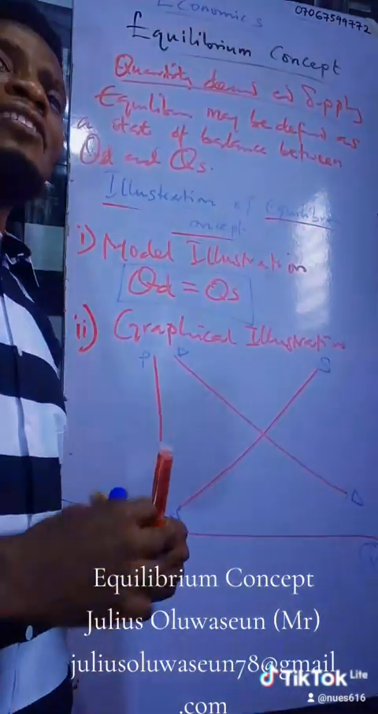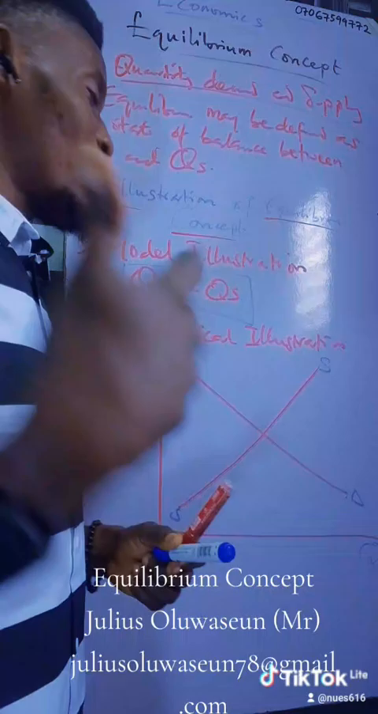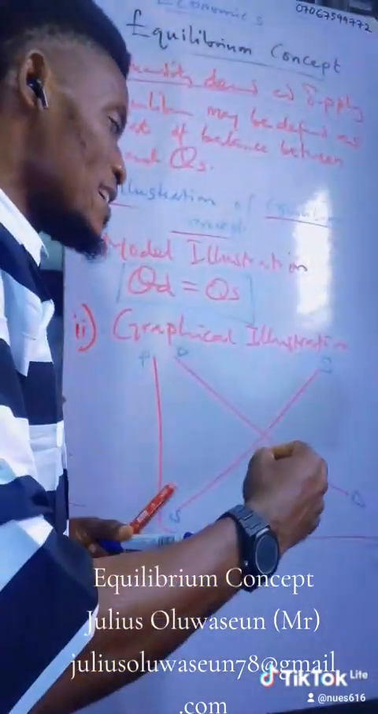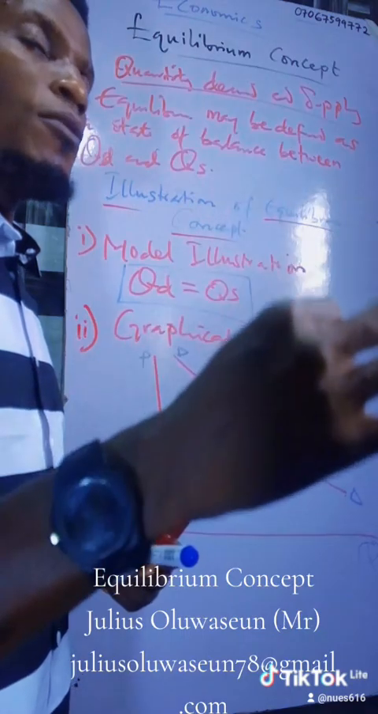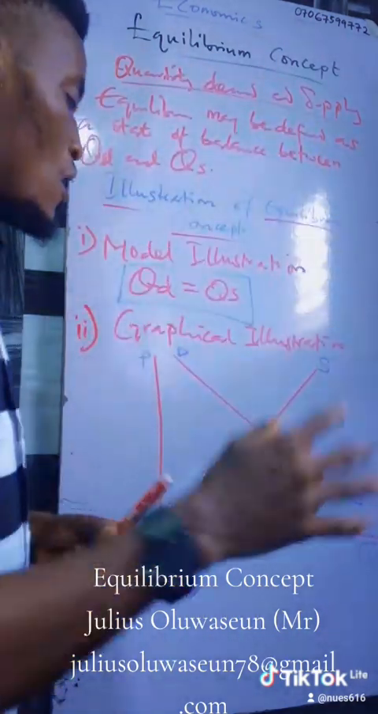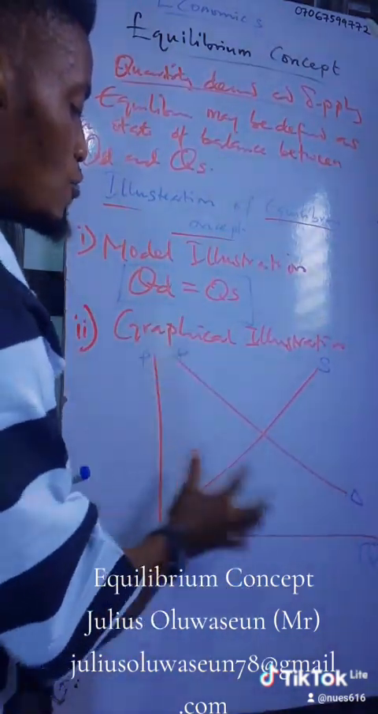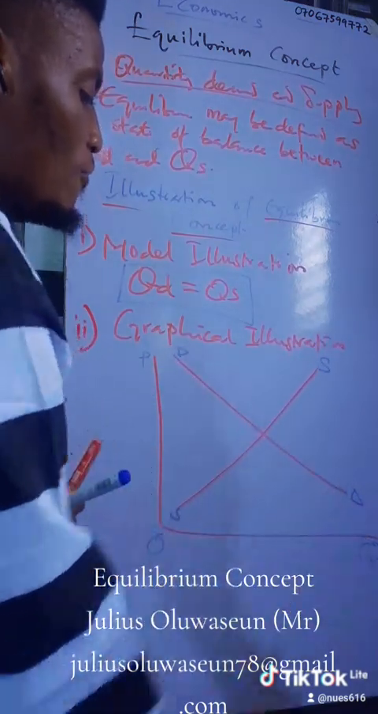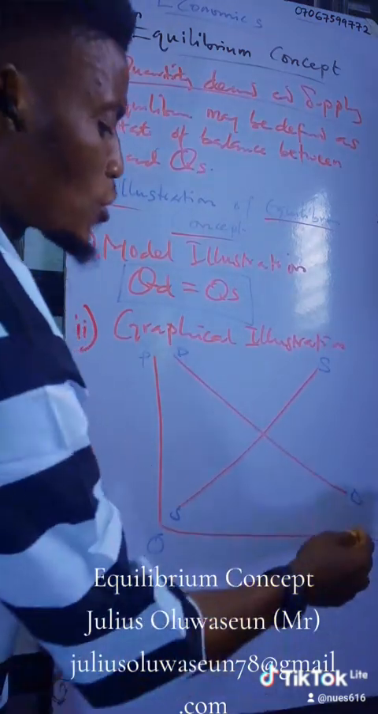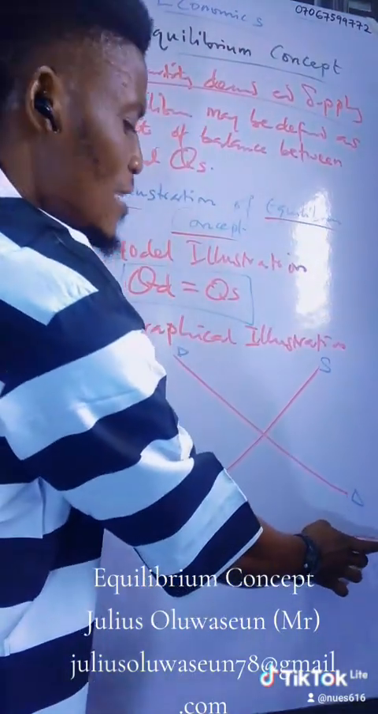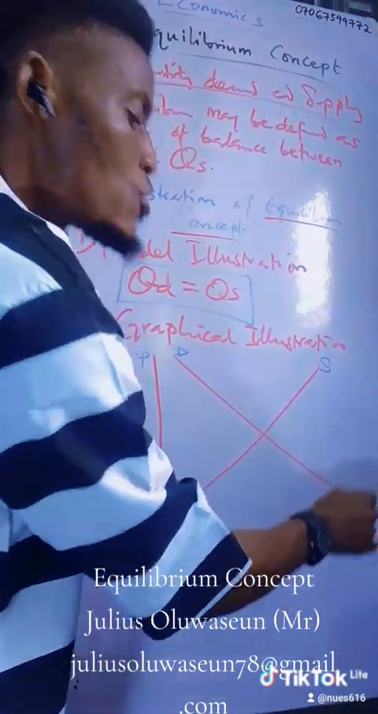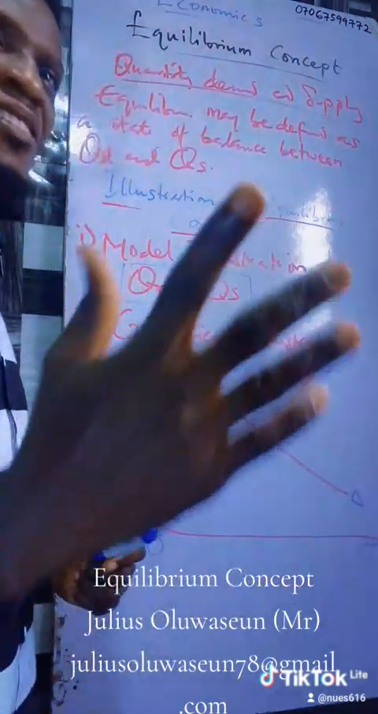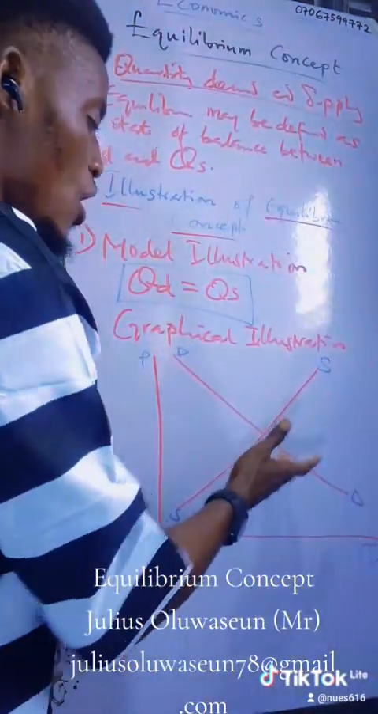Now, for those of you writing NECO or other exams, when you come across a question that requires you to illustrate the concept of equilibrium through the graphical method, what you are to do is this. Draw your graph like this. You have your supply curve and your demand curve this way. But on the quantity side, make sure you don't put quantity demand or quantity supply there. The reason is that you are having two curves on a graph.